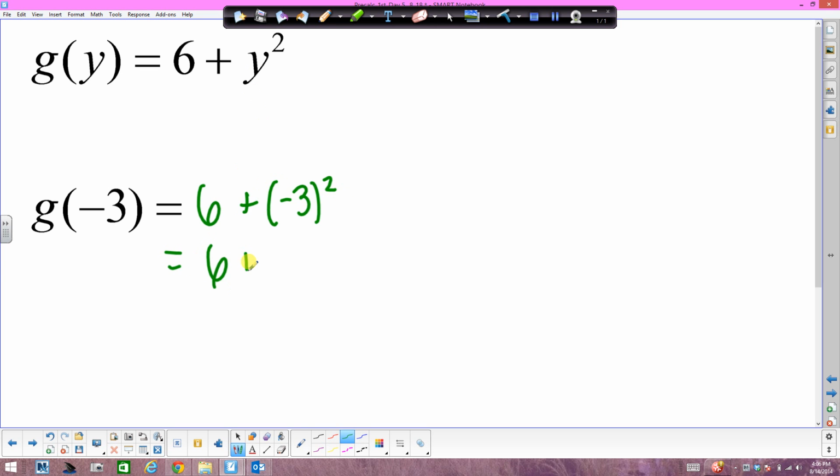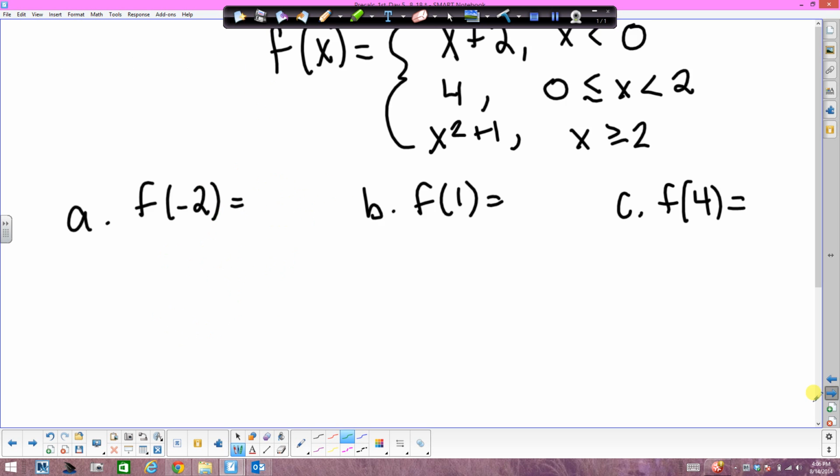So that would be 6 plus 9, which is 15. All right, then for this type of function, this is where we have three different parts. So this is called a piecewise function. And depending on what the value is, you decide which part of the equation you would use.